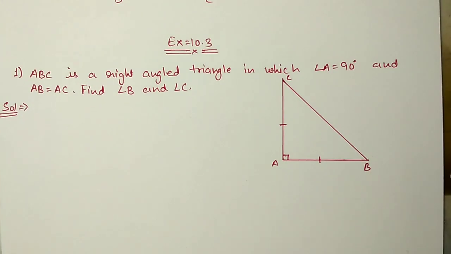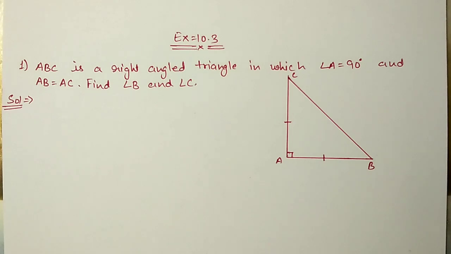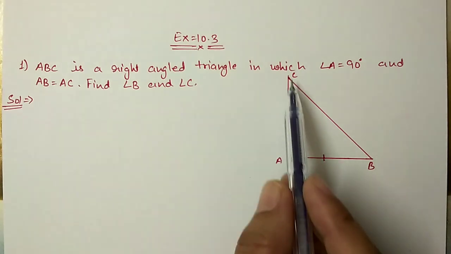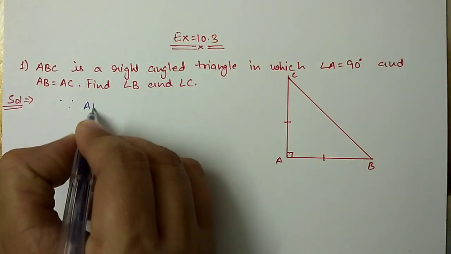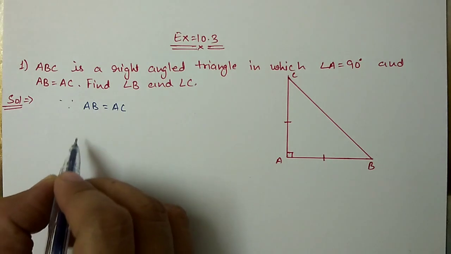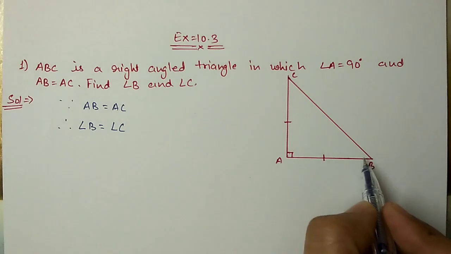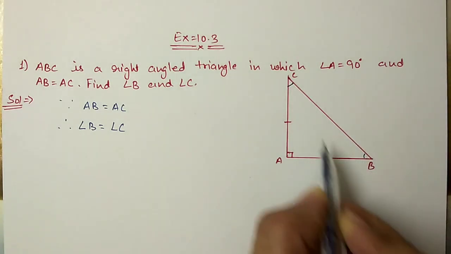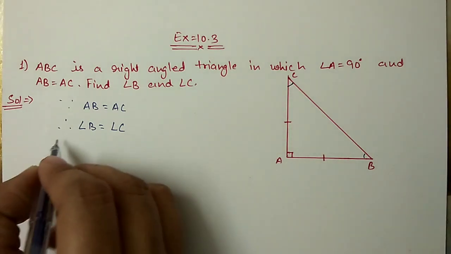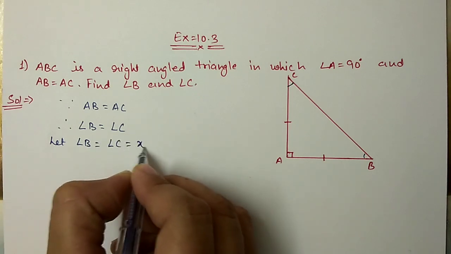Triangle ABC is a right angle triangle in which angle A is 90 degrees and AB is equal to AC. We have to find out angle B and C. Because it is given that AB and AC are equal, therefore angle B is equal to angle C. The angles opposite to these sides will be equal. So let angle B and angle C be equal to x.